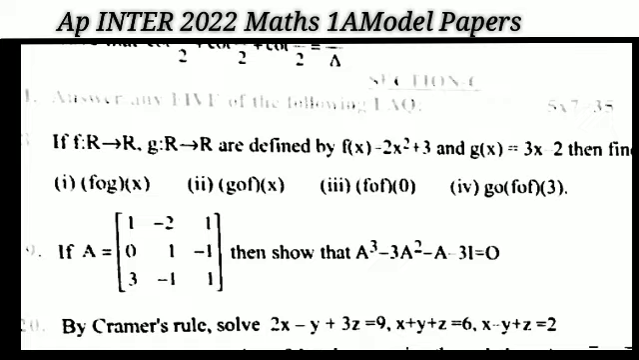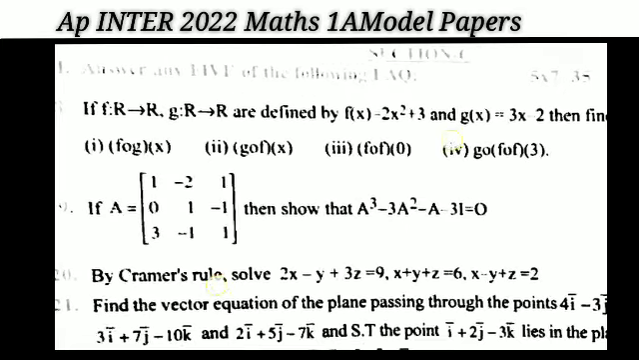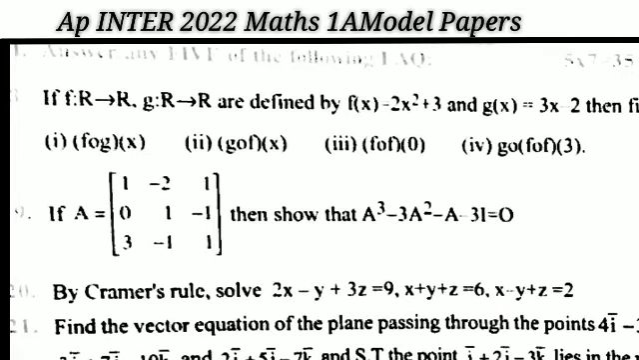Let us see the 7 marks questions. 18th one. If f and g from R to R are defined by f of x is equal to this function, g of x is equal to this function, find f circle g of x, g circle f of x, f circle f of 0 and this one. Okay, this is the most important expected question from the topic functions.